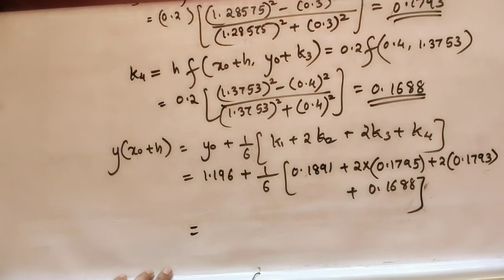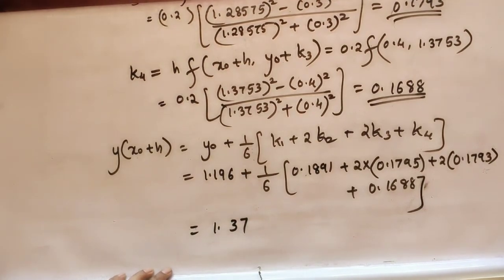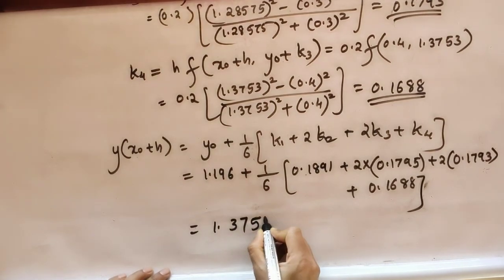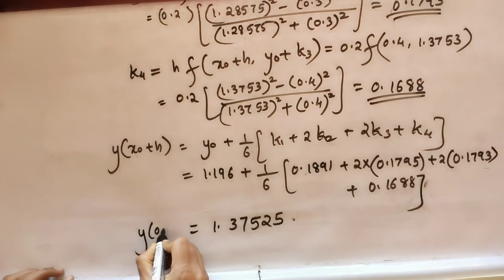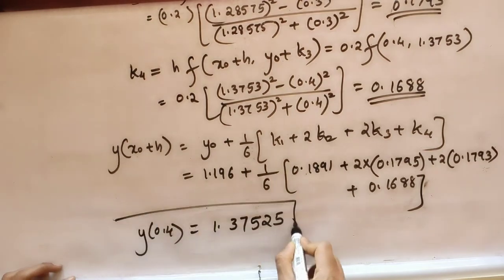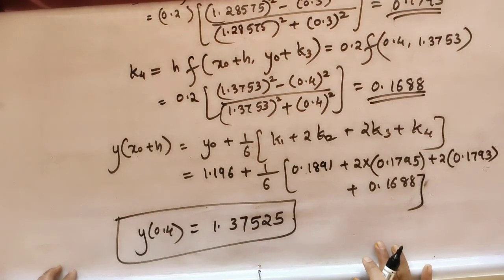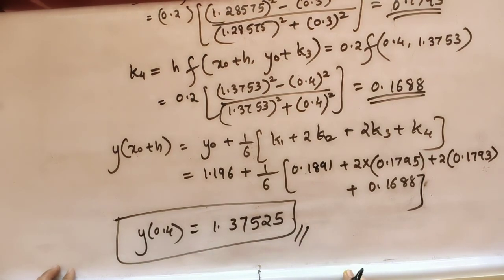At the end, the value should be 1.37525. This is y of 0.4. This is the final answer. Okay, this completes the solution for your problem.